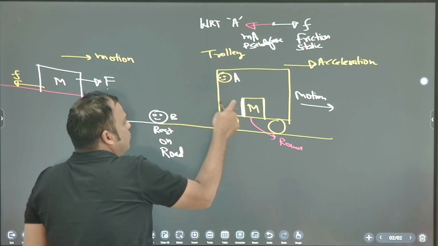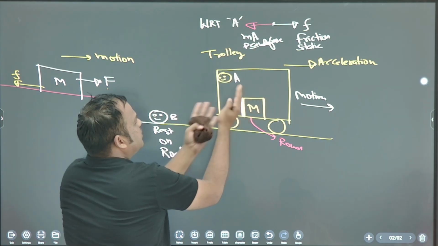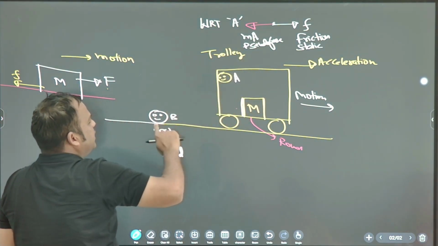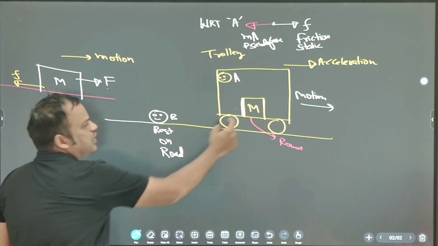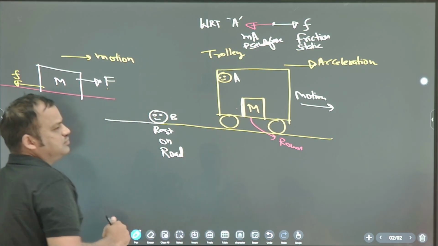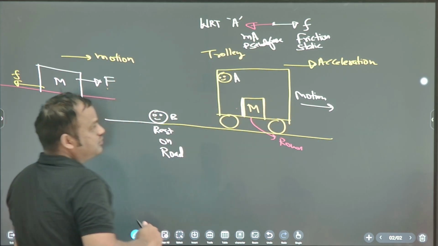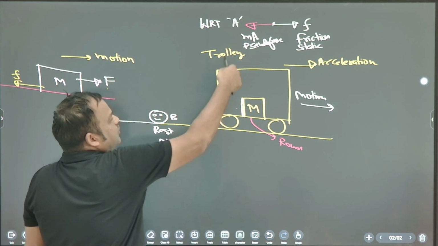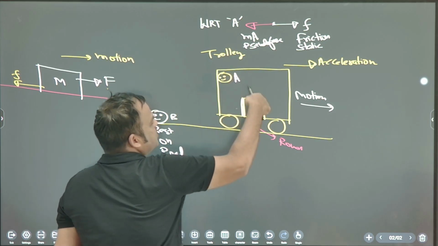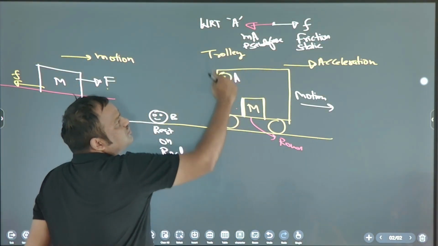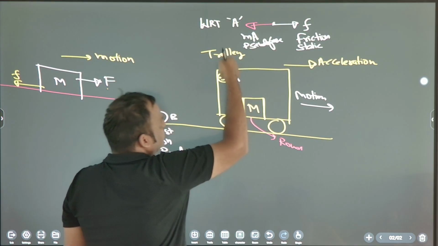So what about the box? Suppose it is a transparent window, all made up of glass. So B can see this. So what will B see? The block is moving or not? According to B, the block is moving. Very good. According to A, the block is not moving, because A is where? Inside the truck. Train, truck, car, whatever, bus.